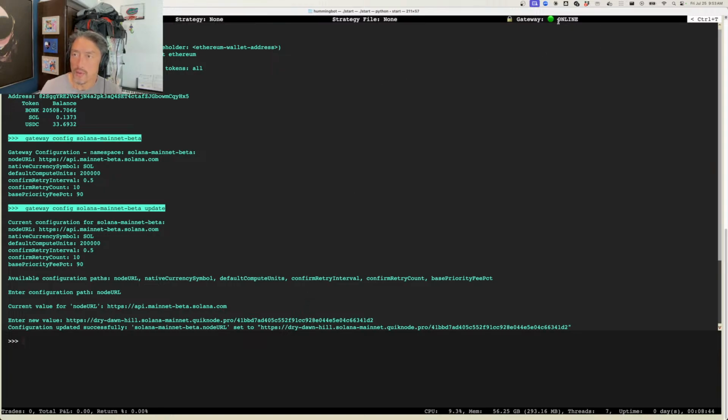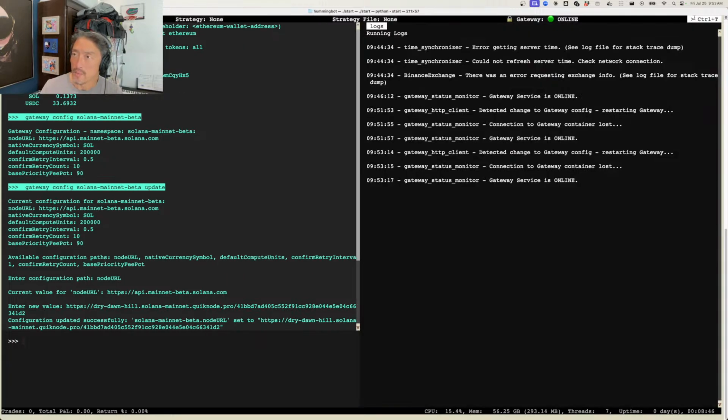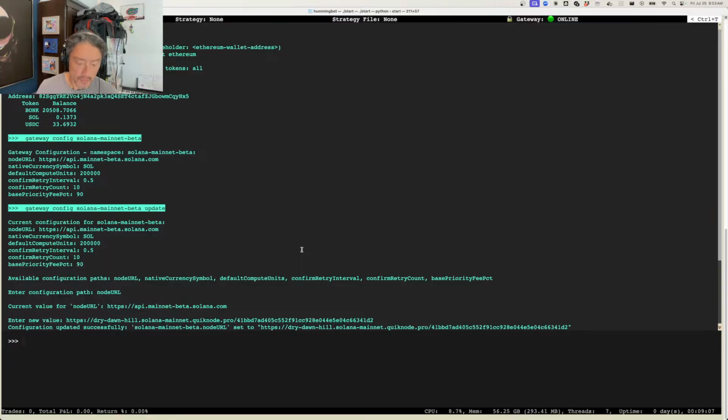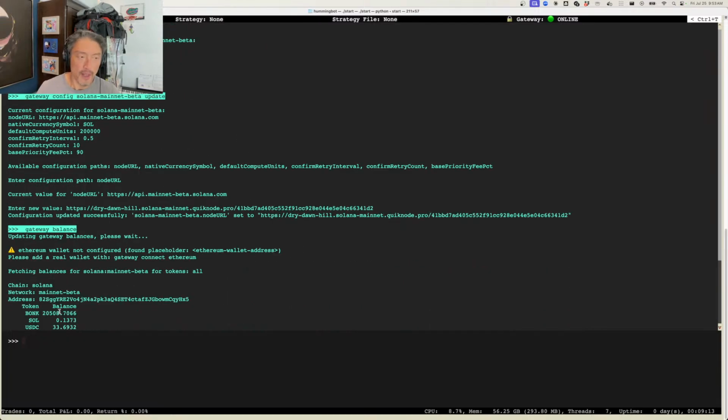Notice that this goes offline for a second. This is because in order to take effect, we have to restart Gateway. Sometimes this may not work, so I do think generally, if you make key changes like this with configs, it's always a good idea to restart Gateway and make sure that it's actually available. So now we can run gateway balance again, and we can see our balances like this.